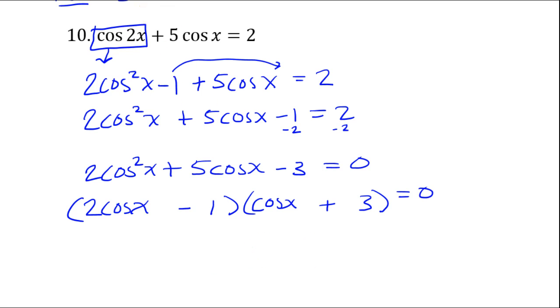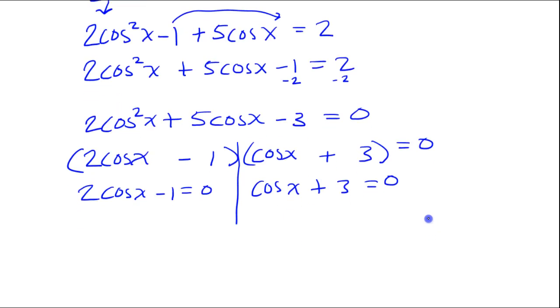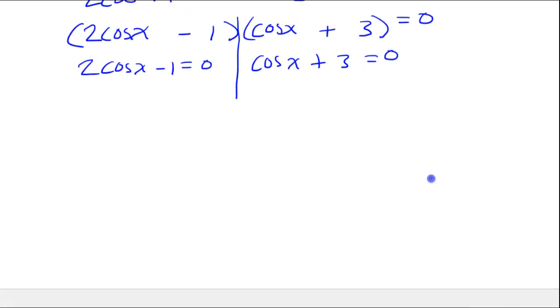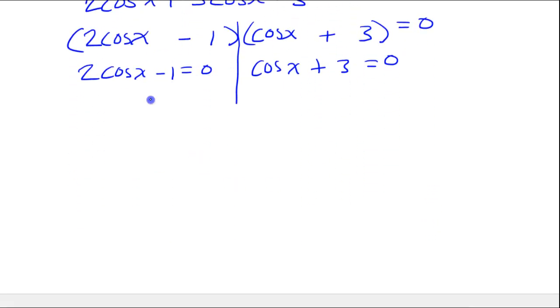So now I can go on and use my zero product property and set these factors equal to 0. So I'll have 2 cosine x minus 1 equals 0, and cosine x plus 3 is equal to 0. Okay, adding 1 to both sides, I will get 2 cosine x is equal to 1. Dividing both sides by 2, I will get cosine x is equal to 1/2.